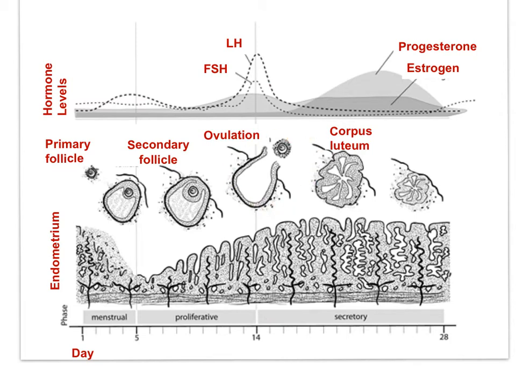The corpus luteum within the ovary secretes progesterone and estrogen. You can see those levels are high in the last 14 days of the cycle. Estrogen and progesterone target the uterus for the development of the endometrial lining. Without fertilization, the corpus luteum degenerates, progesterone and estrogen levels decline, ending the cycle. The endometrial lining is shed. This is day 1 of the next cycle.